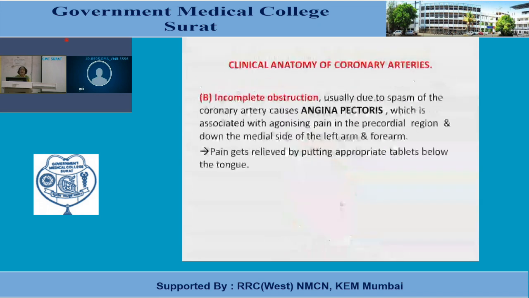The second clinical anatomy of the coronary arteries is incomplete obstruction, usually due to spasm of the coronary artery, which causes angina pectoris. It is associated with agonizing pain in the pectoral region and down the medial side of the left arm and forearm. The pain is relieved by putting a sorbitrate tablet below the tongue, the sublingual route, which is the immediate treatment for angina pectoris.